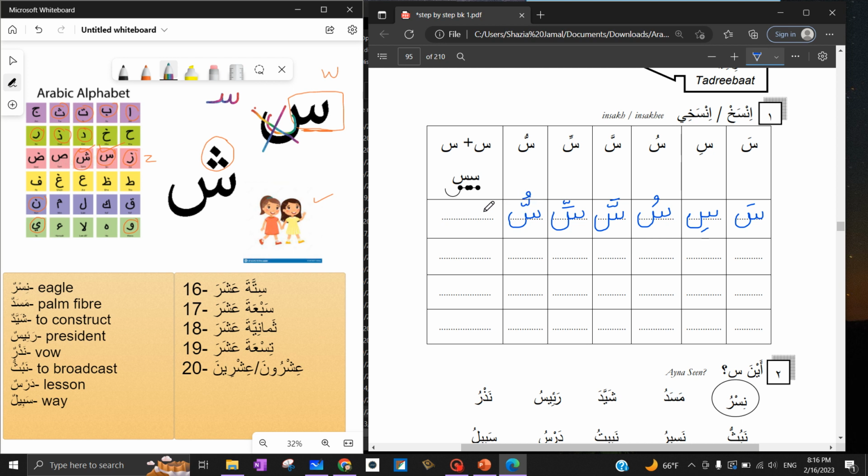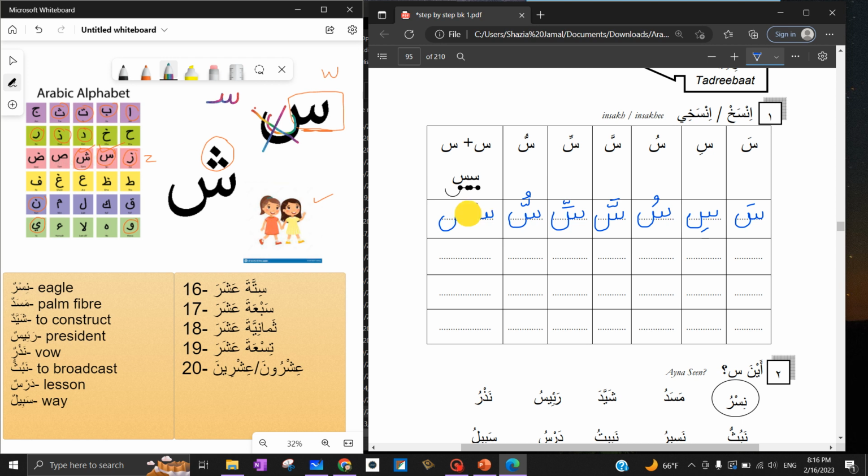Now seen plus seen, when there are two seens, what happens? The first seen is written as a W and a small tail. This tail should be there when you join with other letters. Now the last letter is seen, so you will make another seen from here. W and then the pot belly. As it is the final letter, the pot belly comes back.